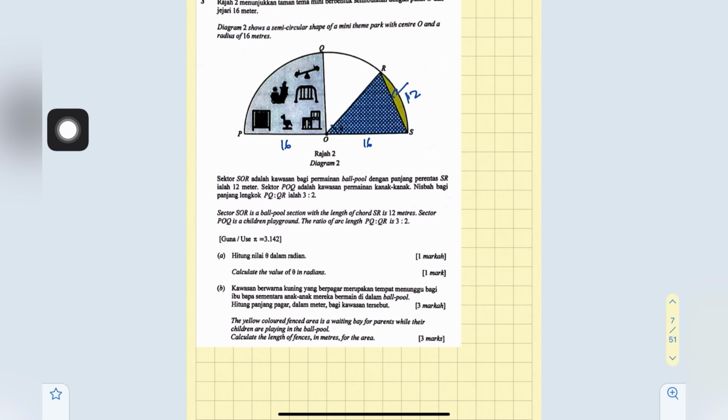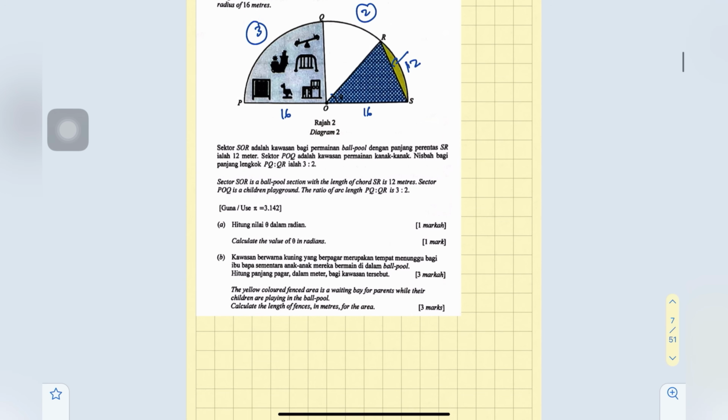The ratio of arc length PQ to QR is 3 to 2. So this one, ratio 3, 2. Use pi equals 3.142. Calculate the value of theta in radian. So this is theta, we draw it again. This one is theta, this one 16, 16, 12.